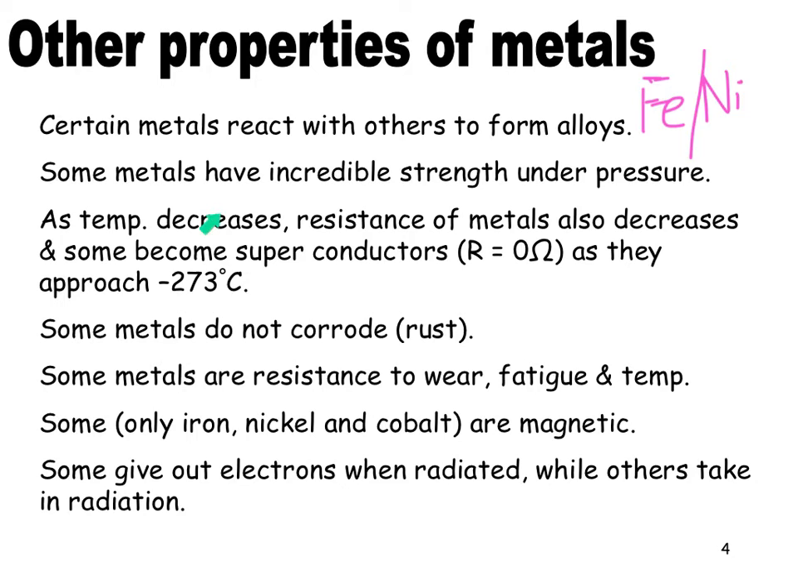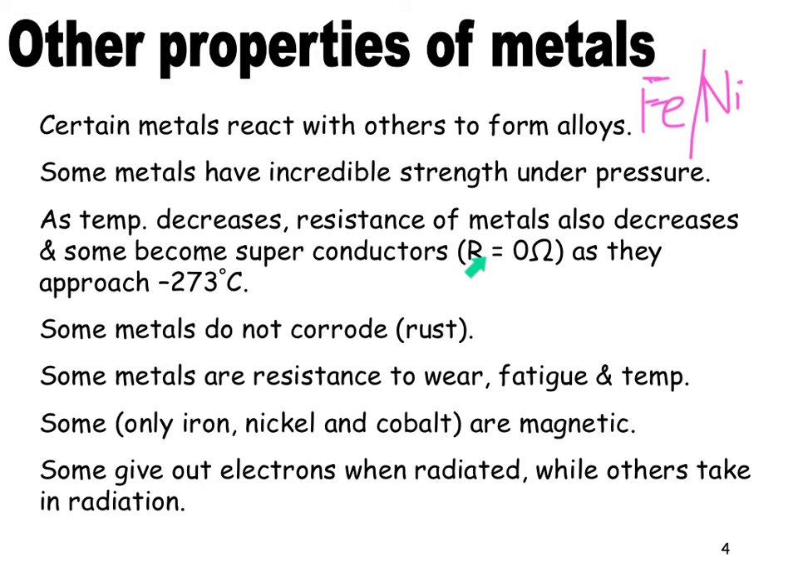As temperature decreases, the resistance of metals also decreases, which is a funny little thing. Remember, resistance is how difficult it is to get through. I'm going to talk a little bit more about that when we've got a picture in front of us of a metallic lattice at a microscopic level. And eventually, something can become a superconductor. A superconductor has a resistance of 0 ohms as they get closer and closer to the coldest temperature known to man, which is minus 273 degrees centigrade.